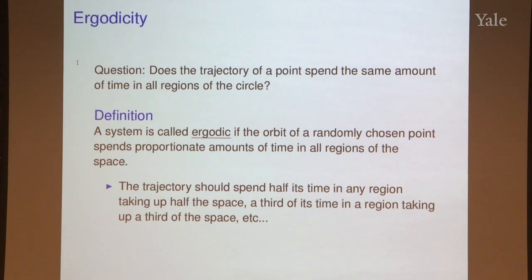This means that the trajectory of the point should spend half its time in any region taking up half of the space. It should spend a third of its time in any region taking up a third of the whole space, and so on and so forth. If I take any region, whatever proportion of the space that takes up, that's how often the orbit should be visiting that space.